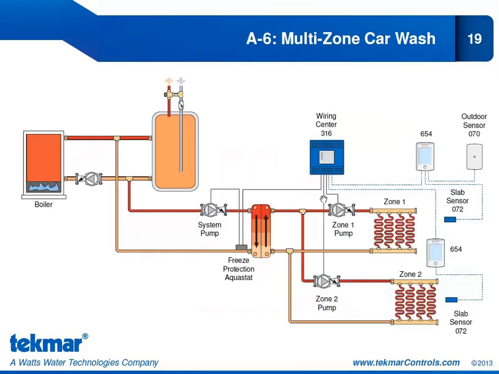Coming to application 6, which is our multi-zone car wash application. So you can see here, we are talking about a car wash, and this one has two bays, Zone 1 and Zone 2. Each of those bays has their own 654 snowmelt control. And you can see we've connected the slab sensor 072. We're not showing all the other sensor options. And that's because obviously in a car wash application, we're not worried about automatic start and stop. It's not about snow detection. It's about keeping the slab above freezing during the hours of operation to avoid freezing. So all we need is a slab sensor to control that slab surface temperature.